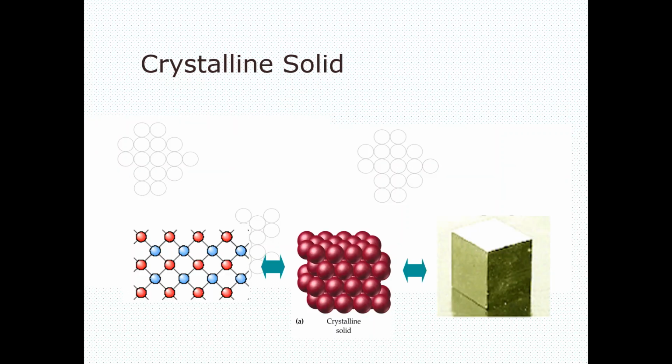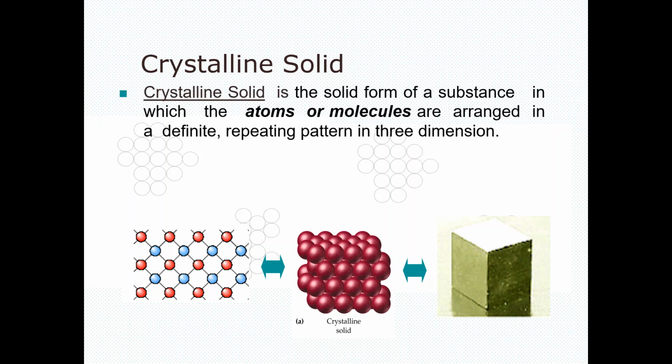So let's first come toward the crystalline solid. What is meant by a crystalline solid? A crystalline solid is the solid form of a substance in which the atoms or molecules are arranged in defined repeating patterns in three dimensions. Here you can see the example: this is in one dimension, this is in two dimensions, and this is in three dimensions. This is the regular periodic arrangement of the atoms. If the atoms are arranged in this particular pattern, we call them a crystalline solid.